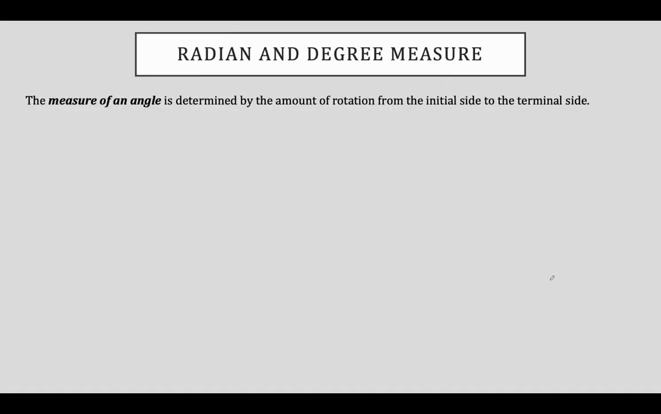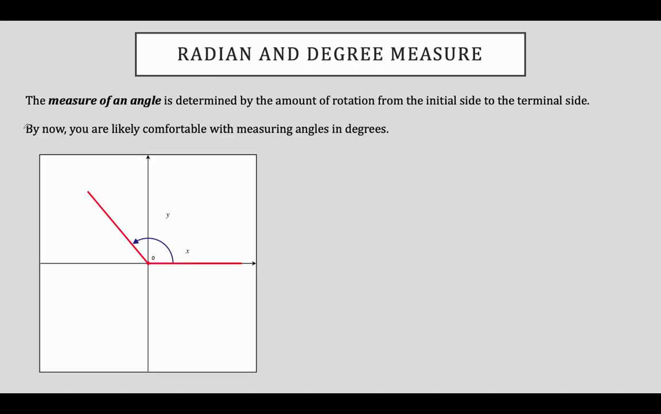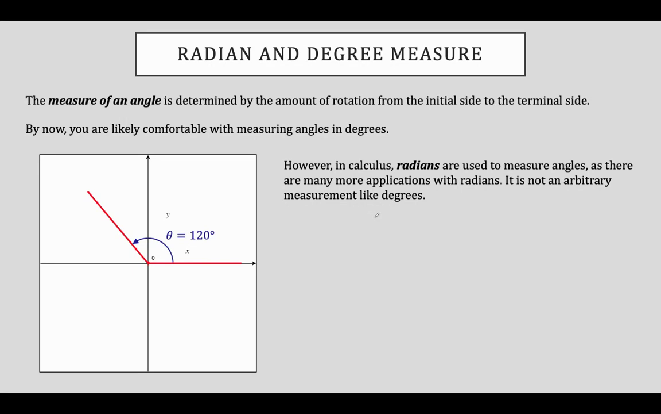The measure of an angle is determined by the amount of rotation from the initial side to the terminal side. So measuring angles, we're talking about the amount of the rotation. And by now you guys are likely comfortable measuring angles in degrees. Here I have an angle measure of 120 degrees. Now, in calculus and in precalculus, this class, radians are going to be used more frequently. Calculus, radians is nearly exclusive.